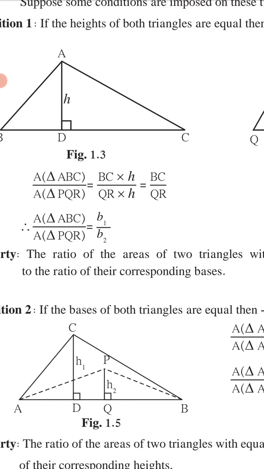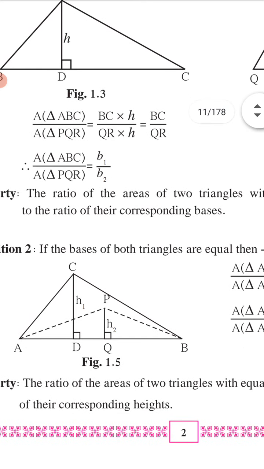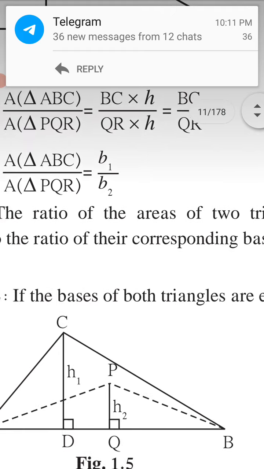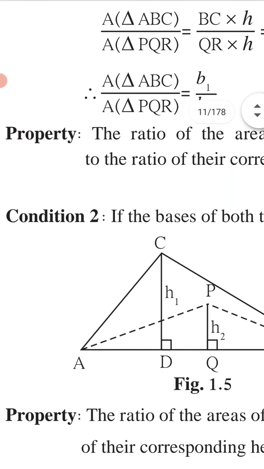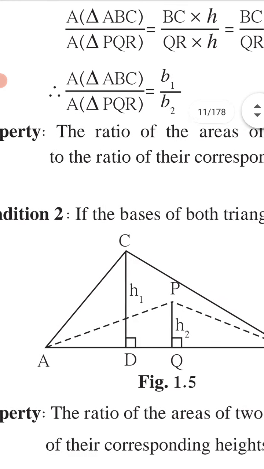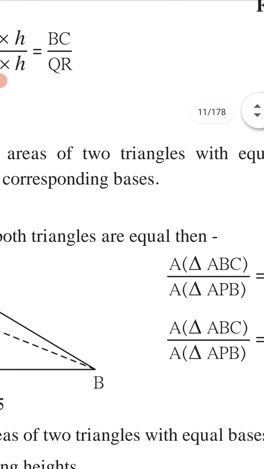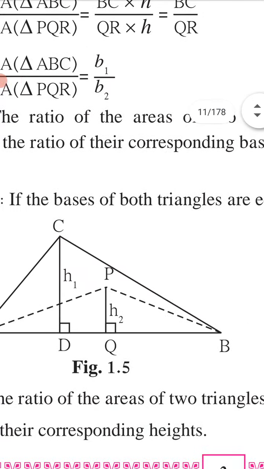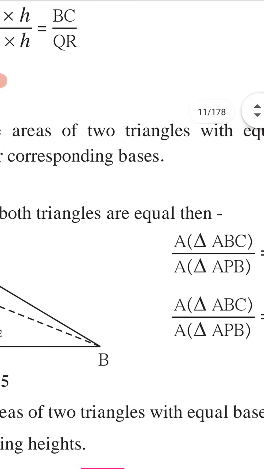So here H gets cancelled. What are the remaining quantities? BC upon QR. BC and QR are nothing but the base of the first triangle and the base of the second triangle. So you can write: area of triangle ABC upon area of triangle PQR equals B1 by B2. So from the first condition you know the property: the ratio of areas of two triangles with equal heights is equal to the ratio of their corresponding bases.